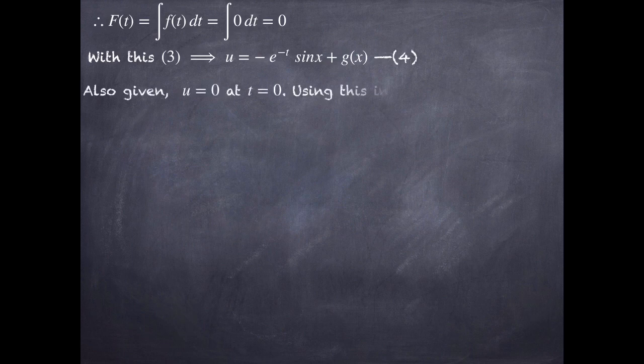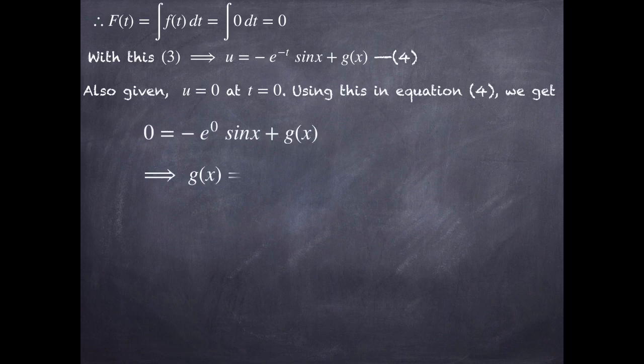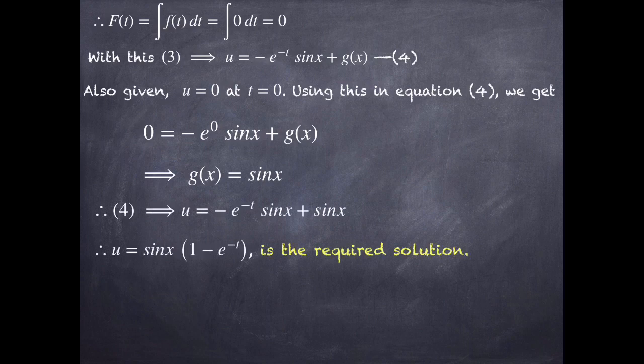Now use the other condition to find the value of g(x), that is u = 0 at t = 0. Using this we get g(x) = sin x. Substituting in equation number 4 and taking sin x as a common factor, we get the final solution as u = sin x (1 - e^(-t)). And also they are asking to show that u tends to sin x as t tends to infinity.